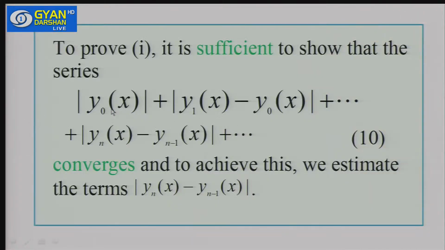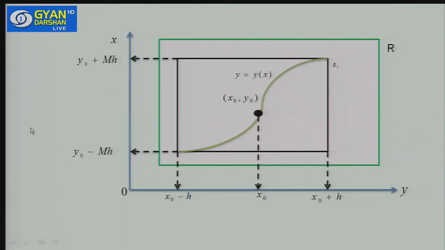If you see, this is your series of partial sums, this is your series. It is sufficient to show that this series is convergent, and to achieve this we estimate these terms. As we have already told you, we are going to use the M-test. So we are going to estimate each term by a constant. This is the bigger picture after this modification.